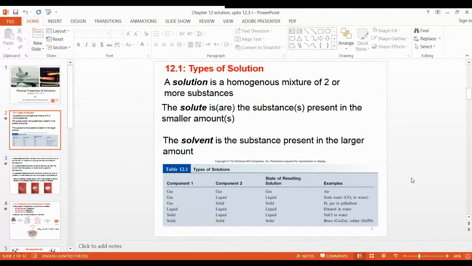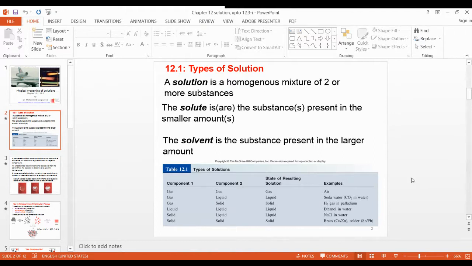I already explained this last time. How many parts does a solution have? Two parts. These are the major parts of the solution: number one, solute; number two, solvent. The solute is a substance, either solid, liquid or gas, but its quantity is always the smaller quantity in the solution. And the solvent is always the bigger quantity, right?